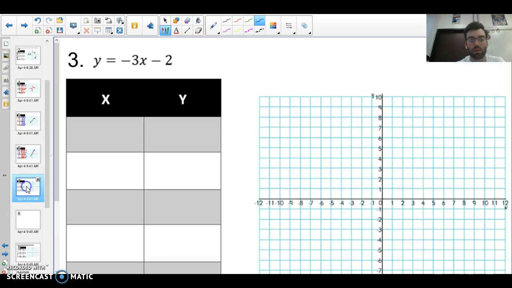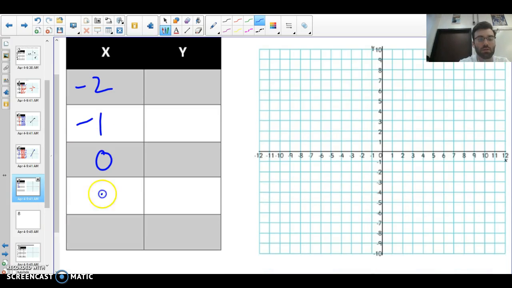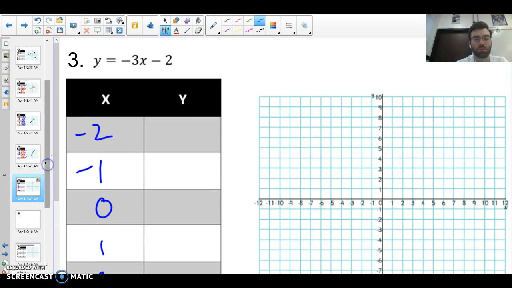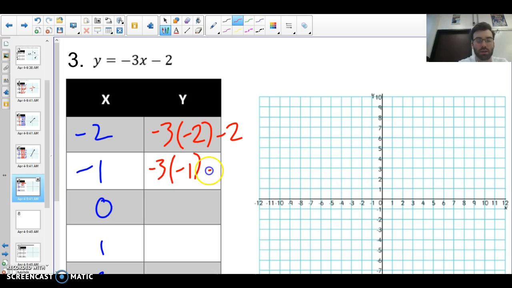There you go. Last one of the day. Okay? Negative 2, negative 1, 0, 1, 2. Same deal here. Except now I have a negative 3 in front times x minus 2. Okay? Negative 3 times x minus 2.